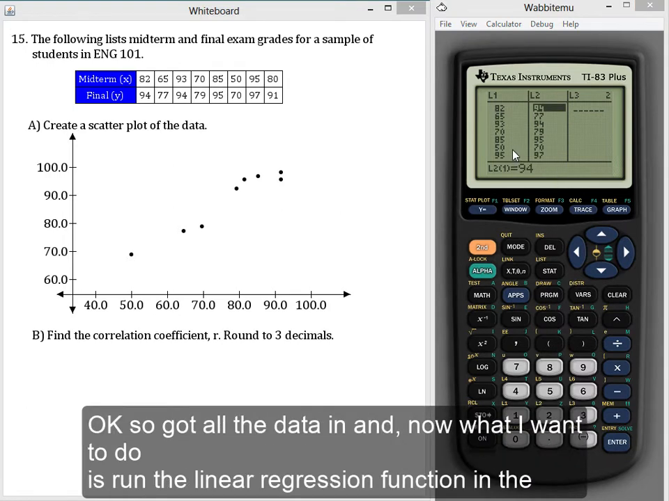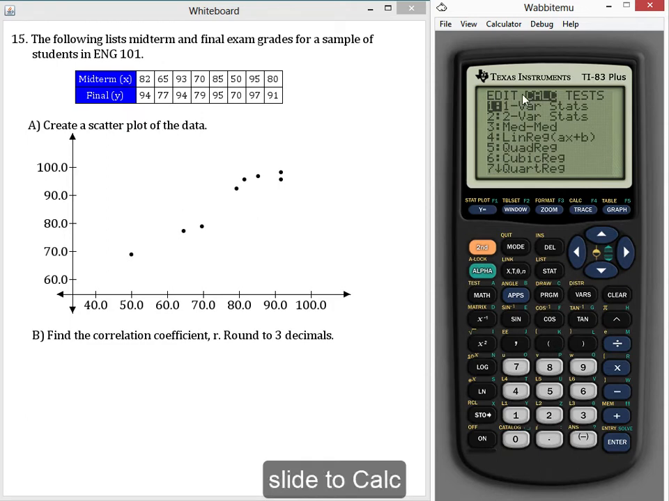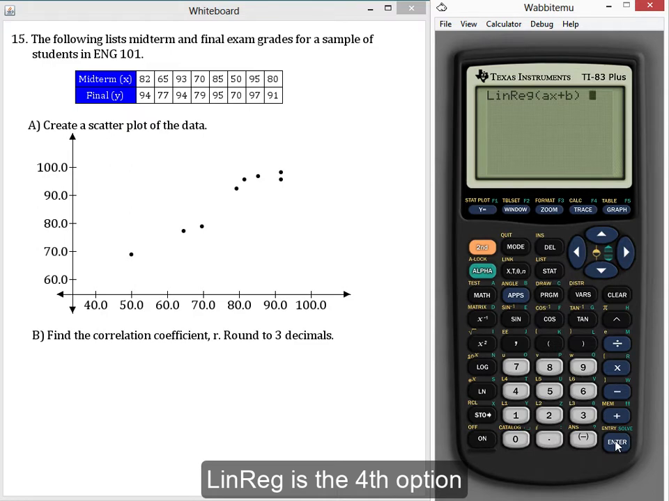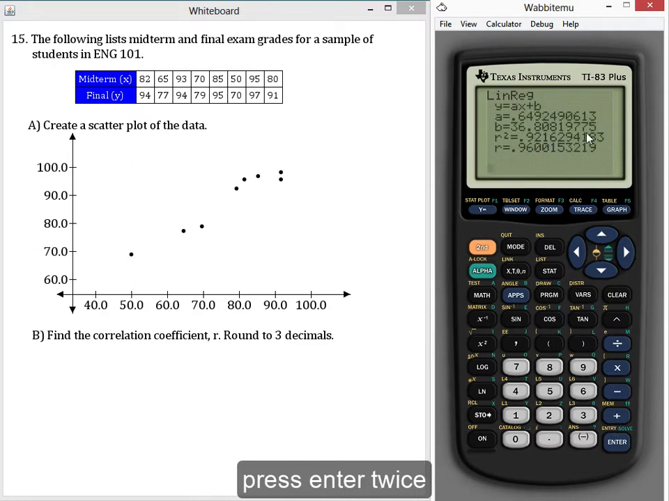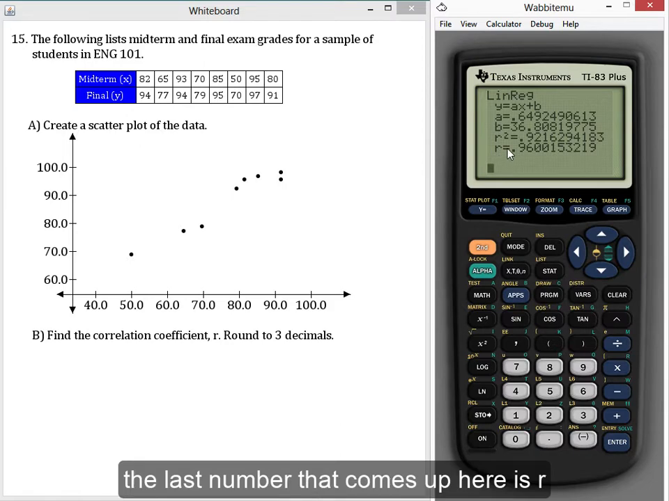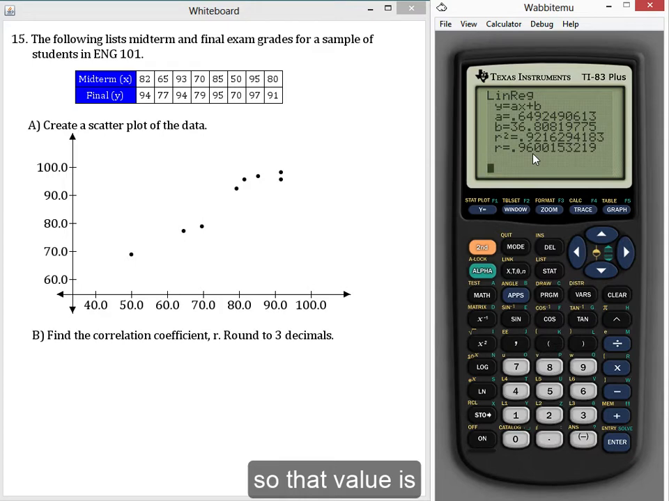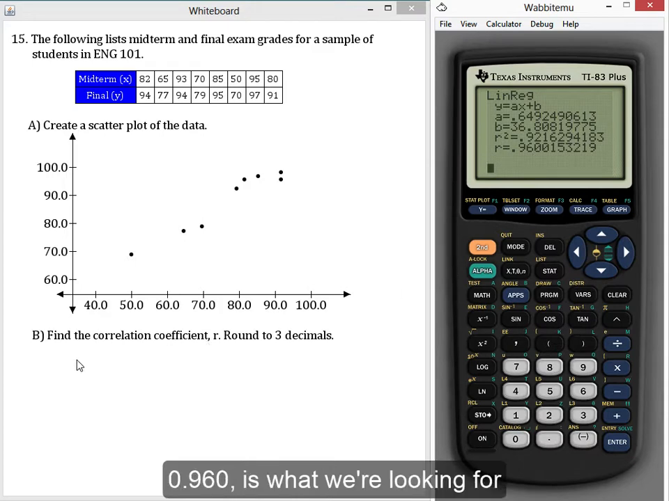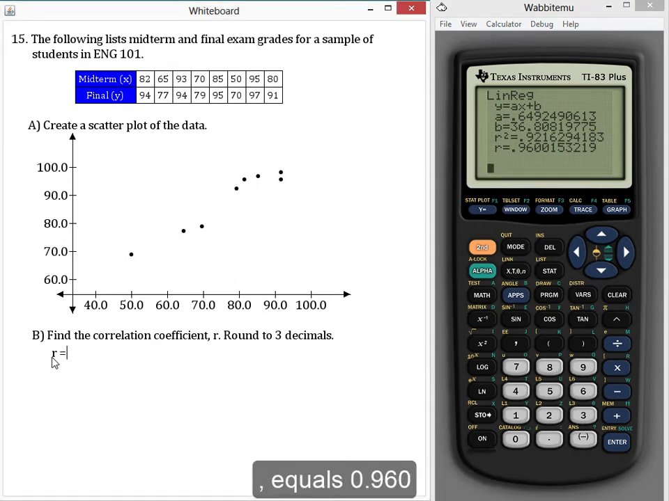Okay, so got all the data in. Now what I want to do is run the linear regression function in the calculator. So if I hit Stat, slide over here to Calc, linreg is the fourth option. Just press Enter twice, and the last number that comes up here is R, and so that value 0.960 is what we're looking for. So that's the answer to part B. R equals 0.960.